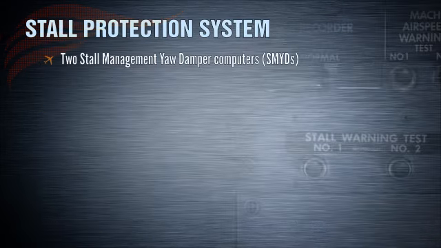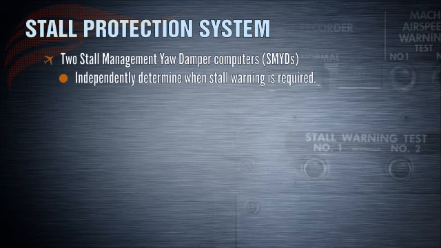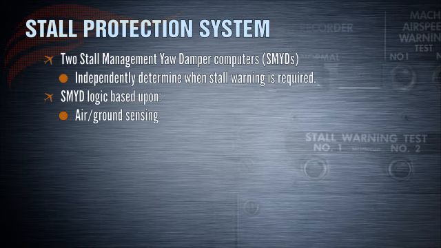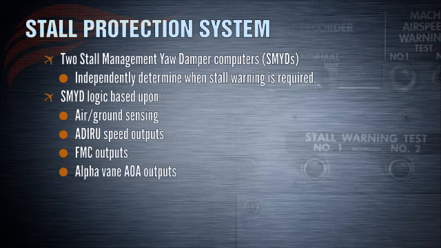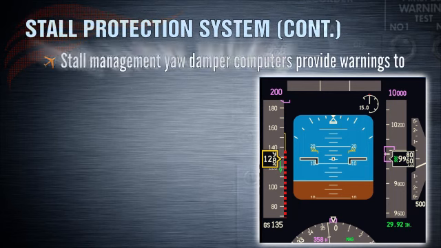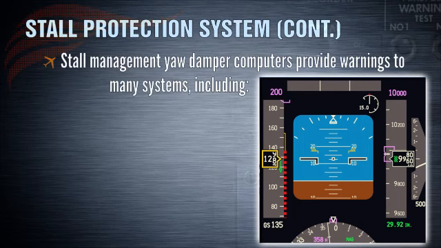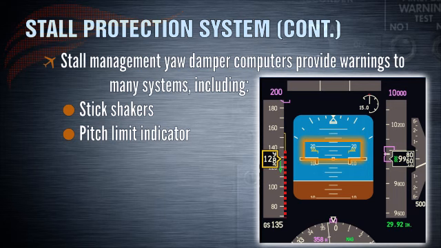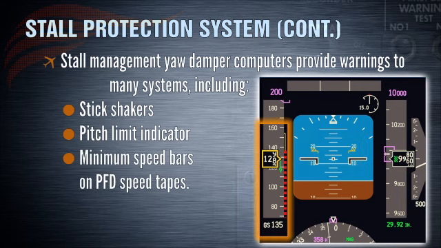There are two stall management yaw damper computers which independently determine when stall warning is required. They do this based upon air-ground sensing, ADIRU speed outputs, FMC outputs, alpha vane angle of attack outputs, anti-ice system usage, wing configuration, and thrust setting. The stall management yaw damper computers provide outputs to many systems on the aircraft. Most notably in this case, the stick shakers and the pitch limit indicator, or PLI, and the minimum speed bars on the PFD speed tape.